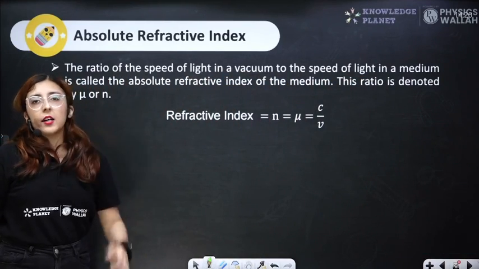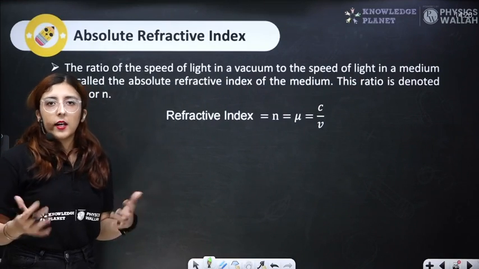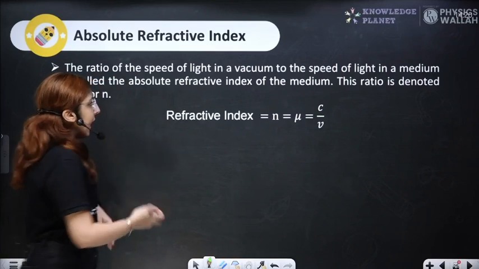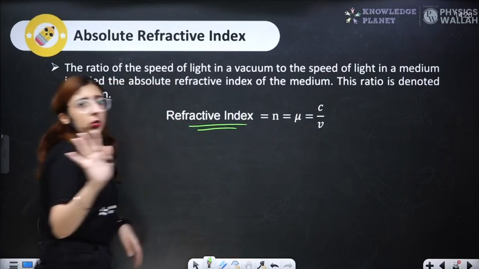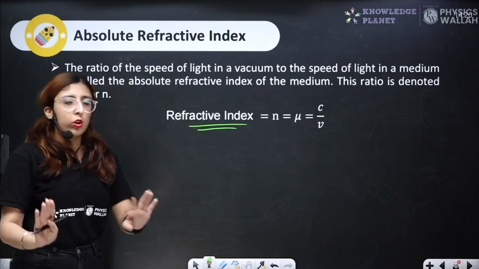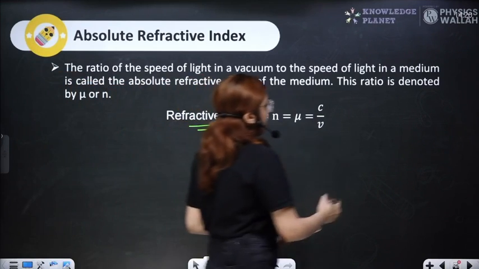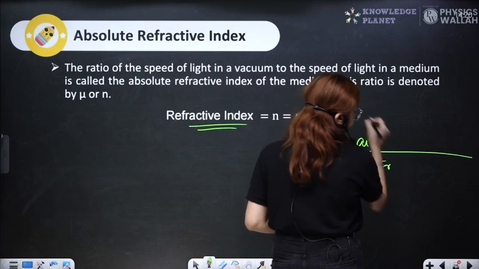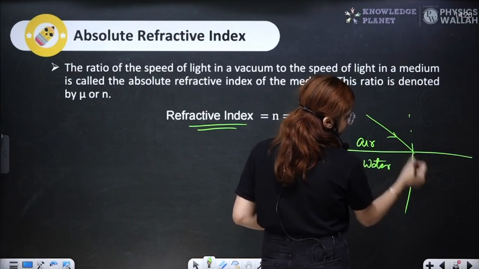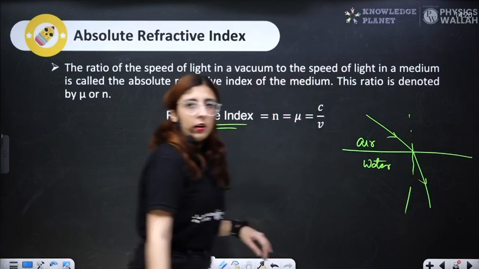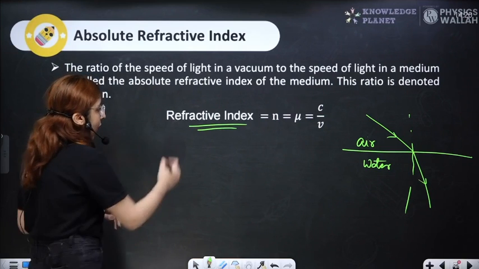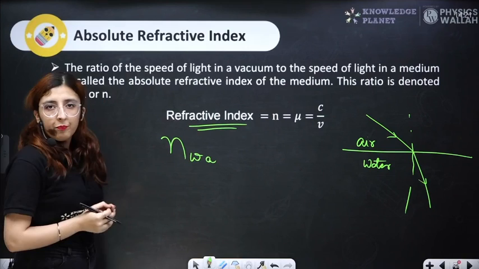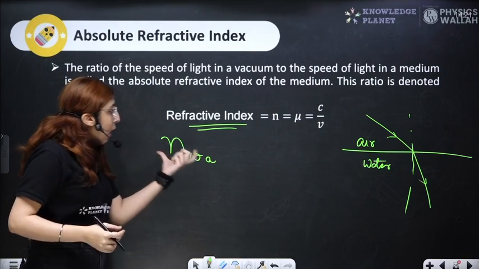Taking this forward, when we talk about refractive index, speed is getting varied, and it is the ratio of the speeds. So, in order to find the refractive index, it will be the ratio of the speed only. Let me show you. Light is coming from air to water. Refraction is taking place, as you can see. First of all, refractive index of water is important, air afterwards. Now how are you going to write it?